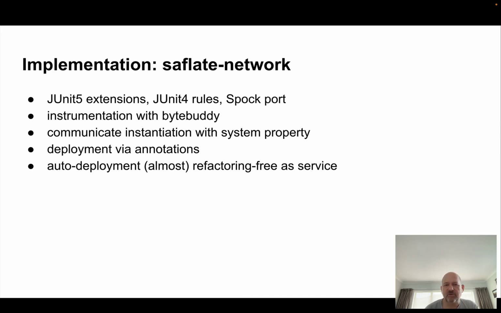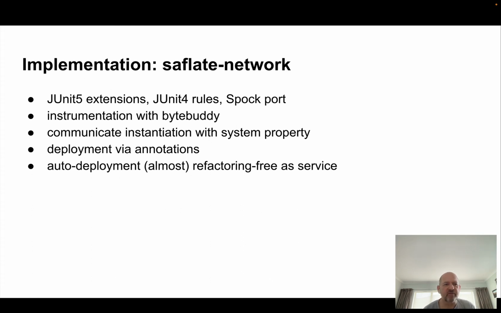There's some instrumentation, some dynamic program analysis done with ByteBuddy, where we basically look for where exceptions are being instantiated and thrown. Then we communicate instantiation of exceptions with system properties. That can be deployed with special annotations that are part of the framework. It can also be auto-deployed, almost refactoring free, as a service.